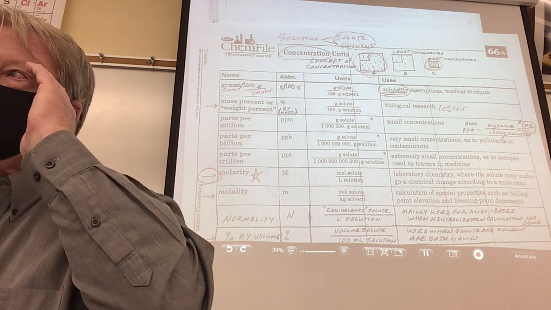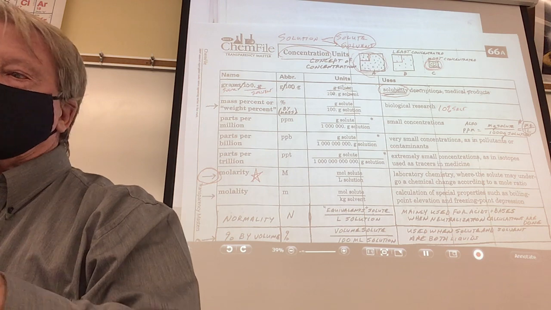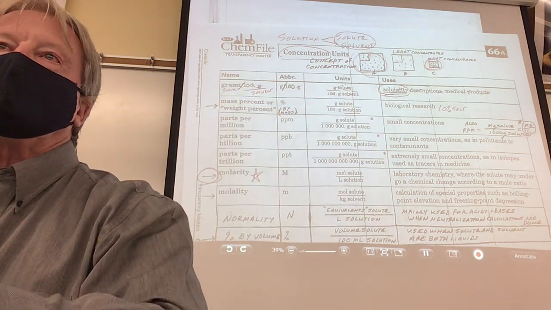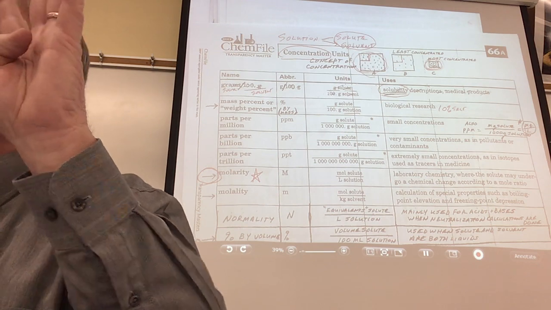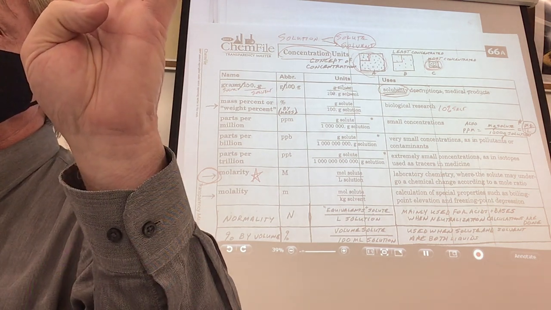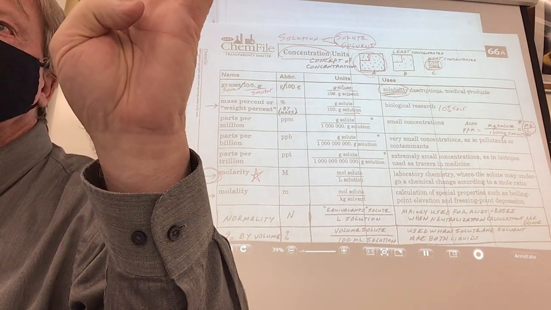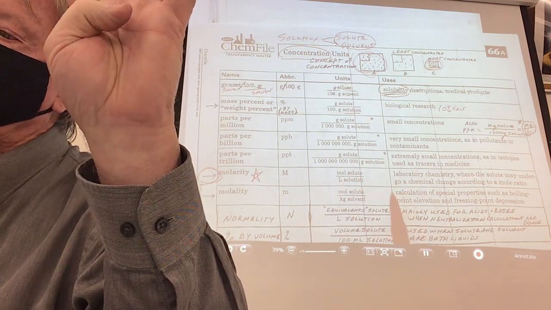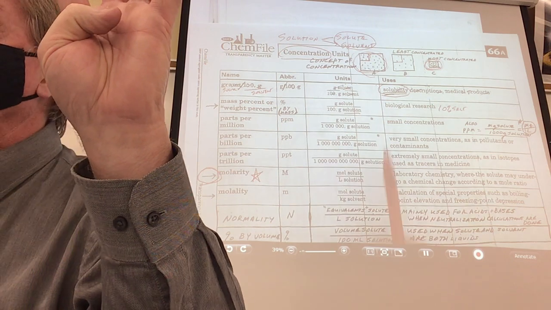But think about that. If you make 20%, if it's grams of solute and grams of solution, what big 4-letter word do you not even have to think about that they use in chemistry all the time? What 4-letter word in chemistry, you don't even have to know what it means to make these solutions?